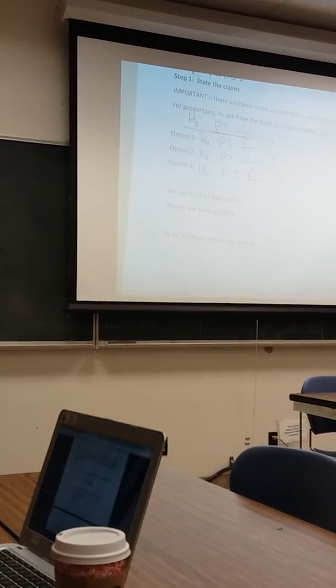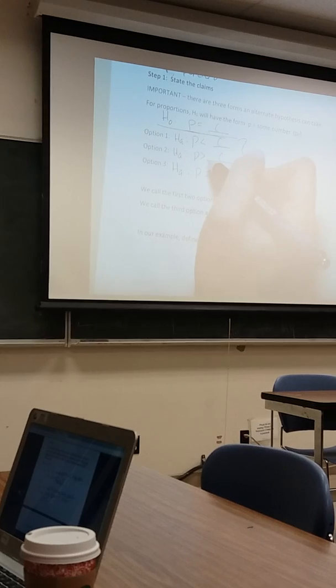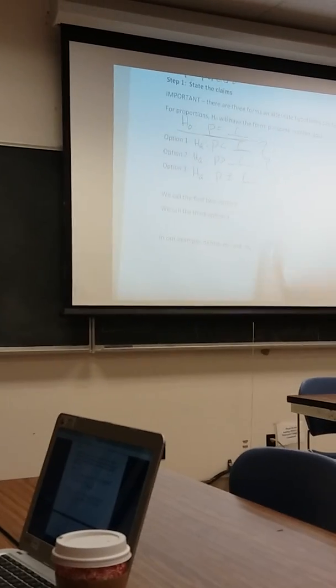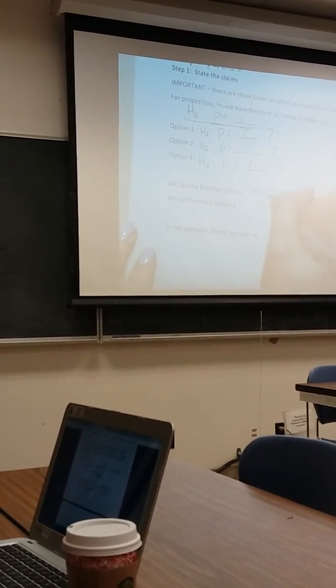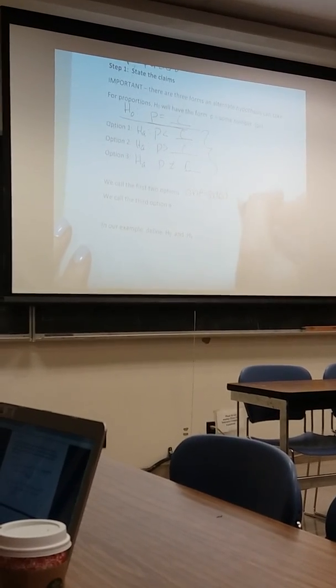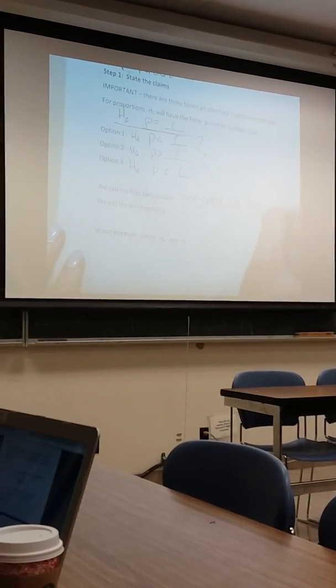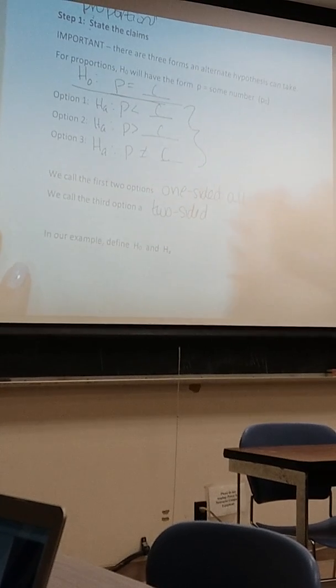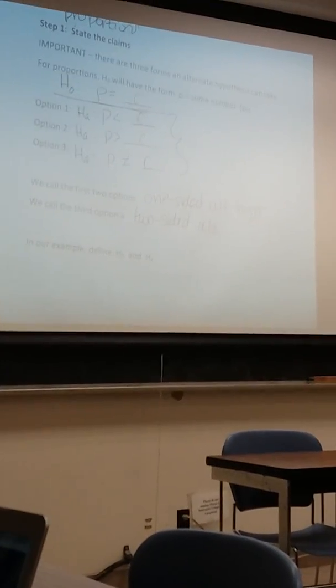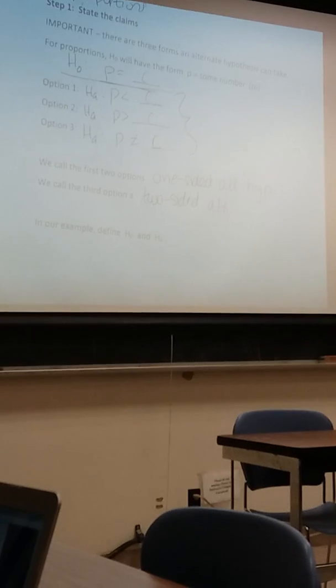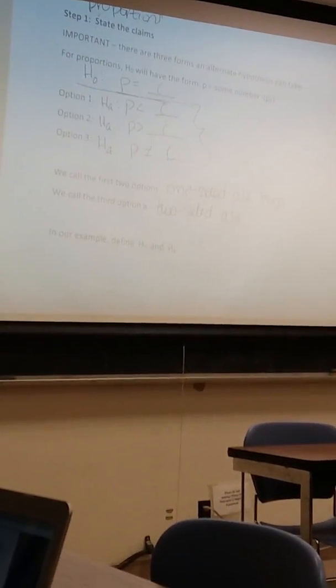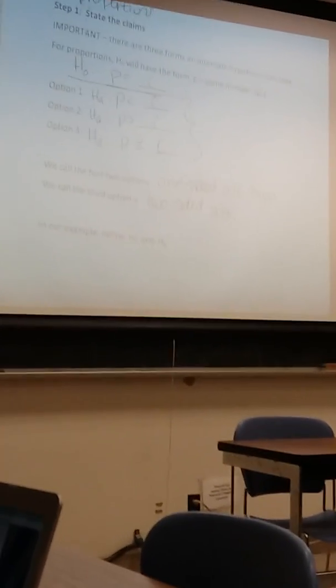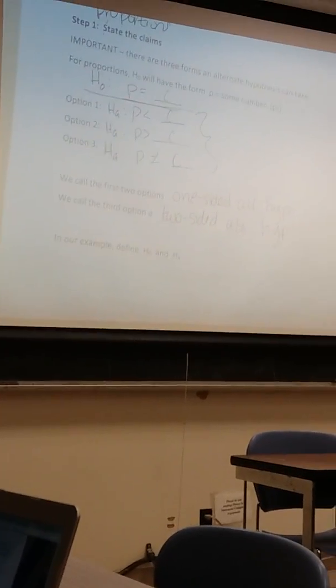These first two options, P less than and P greater than, we call one-sided alternative hypotheses. This third one, P is not equal to, we call a two-sided. Does that make sense why I would call those one-sided versus two-sided? For the one-sided, I'm saying it's greater than, or I could say it's less than. For the not equal to, it could be greater than or less than. So it's both: one-sided versus two-sided.